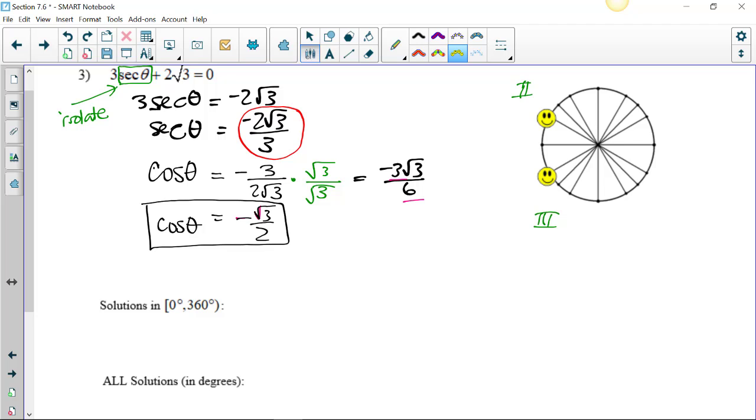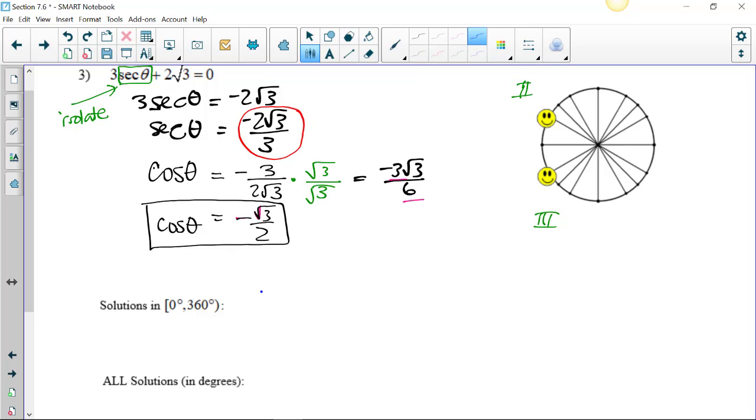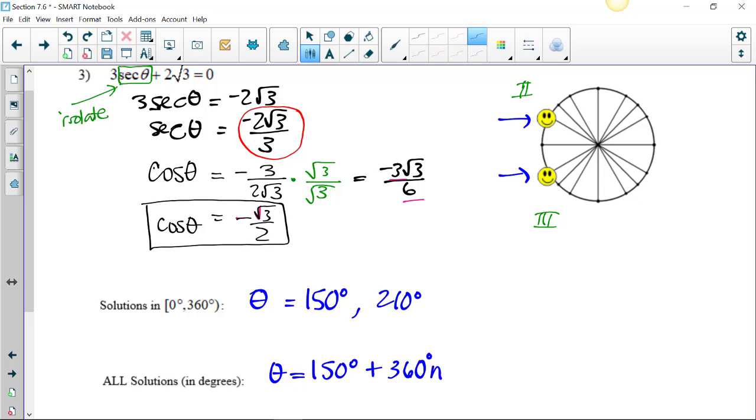Theta is going to be, so we could say then that theta is 150 degrees. That's quadrant 2. Quadrant 3 would be 210 degrees. So if I wanted to give all solutions, then I would say theta is 150 degrees or every angle coterminal, so plus 360n.